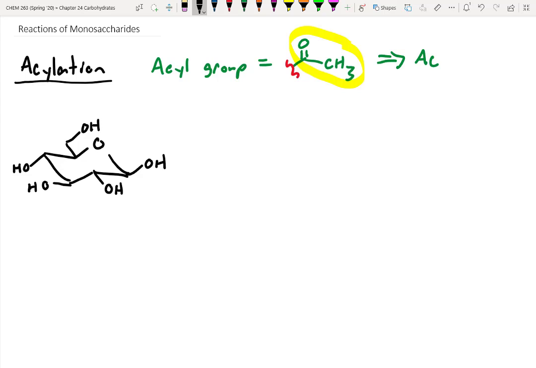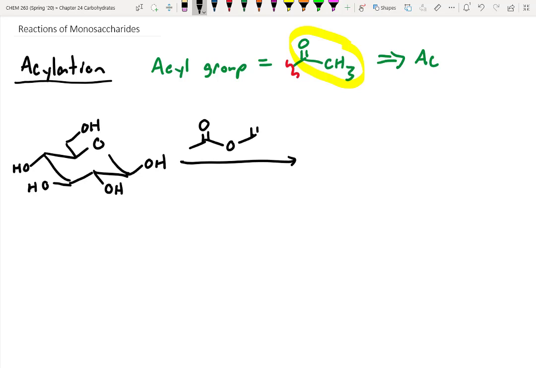And if we want to acylate it, we need a good acylating reagent. And this is something we actually talked about during our carboxylic acid derivatives chapter, that if you want to install that acyl group, you must have some sort of good leaving group in that position. That allows for nucleophilic acyl substitution to occur. So a good reagent for this would be acetic anhydride.